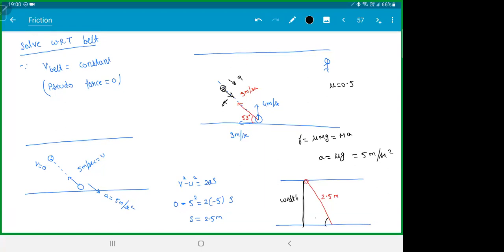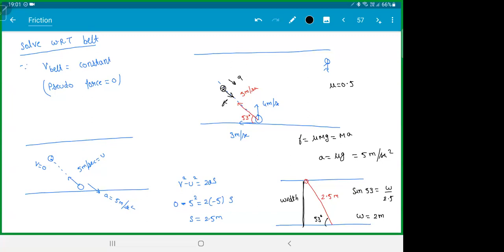And this angle is 53 degrees. So sine 53 will be the opposite side, width, by 2.5. Sine 53 is 4/5. So with 4/5, the width will be 2 meters. Check, that's your answer.